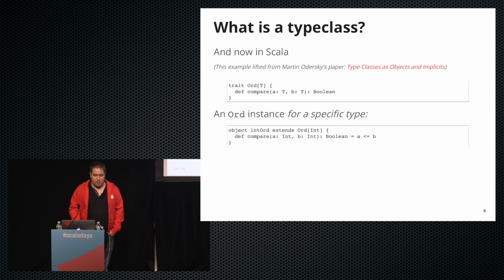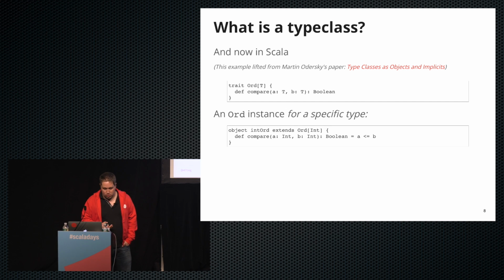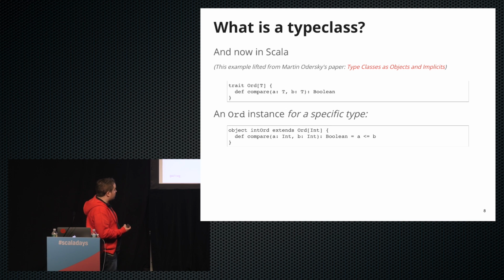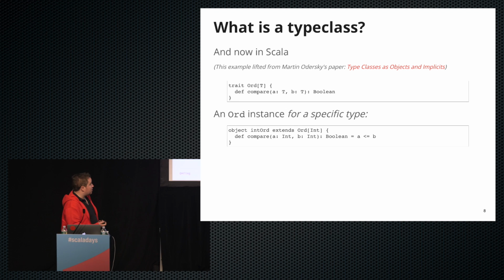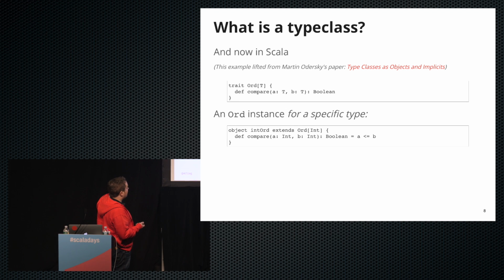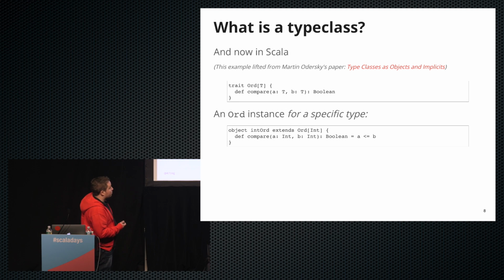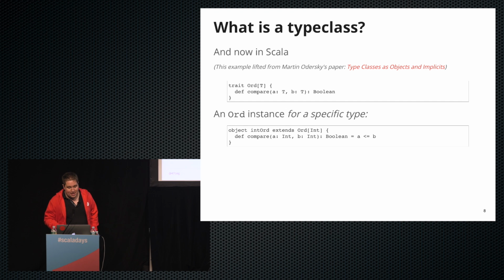Okay, so we've got a trait here called Ord. It's parameterized on T. It's very similar to what we just saw in Java. We've got a couple of T's here. Instead of an integer this time, we've got a Boolean. So again, might not be the best interface ever written, but we can work with it. We know if those two T's are the same, then that's going to return true.